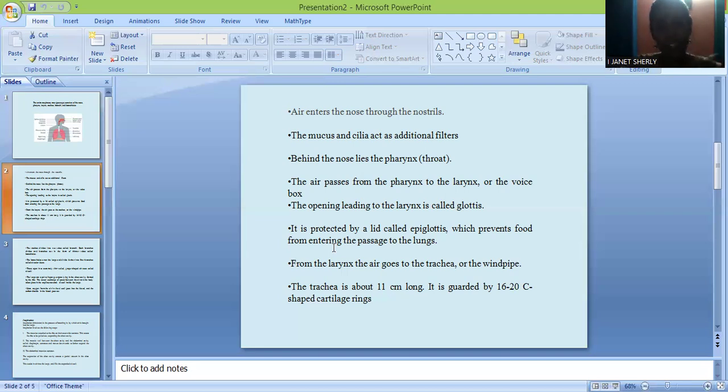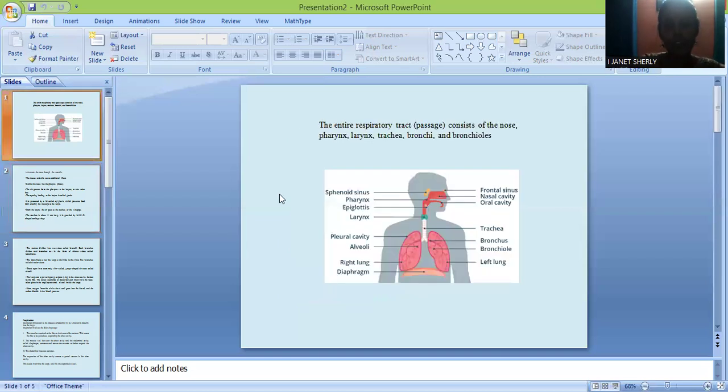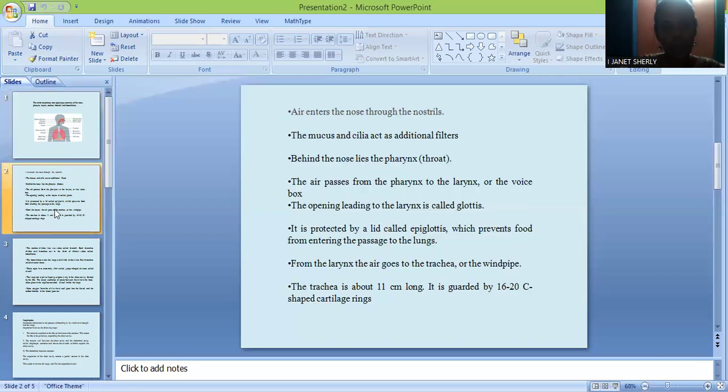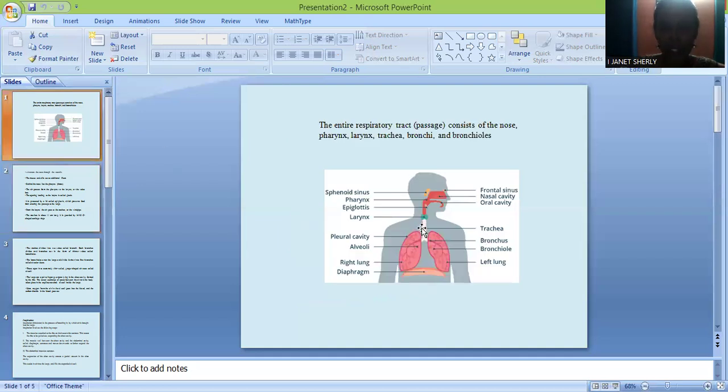So from the larynx, the air goes to the trachea, or the windpipe. This is the trachea, which can also be called a windpipe. This trachea is about 11 centimeters long and is completely guarded by C-shaped cartilage rings. As I already mentioned, there are thin, fine lines drawn on the trachea. We call those cartilage rings.